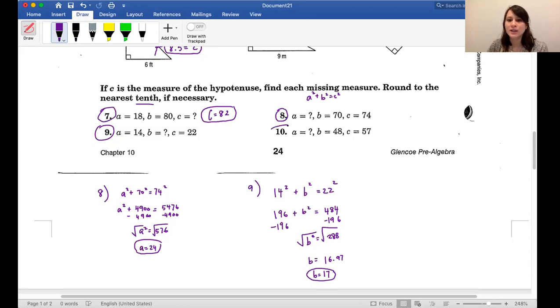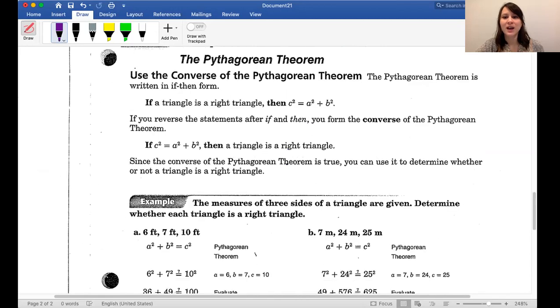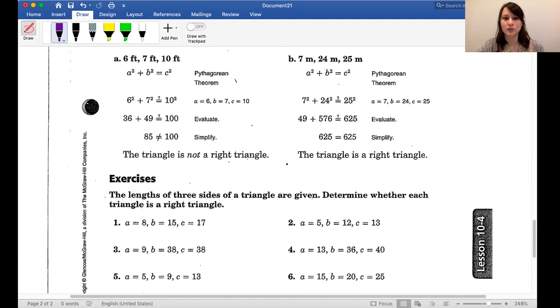Okay, I want you to try 10 on your own. So pause the video, try 10 on your own. It's just like number 8, and then check your answer. I'm going to put it up here: a equals 330.7. So that is your answer there. All right, so you guys now know the Pythagorean theorem. That's a big one. You're going to use that a lot in the future. So remember that, store that in your memory chip, and it will be reviewed again a lot in the future.